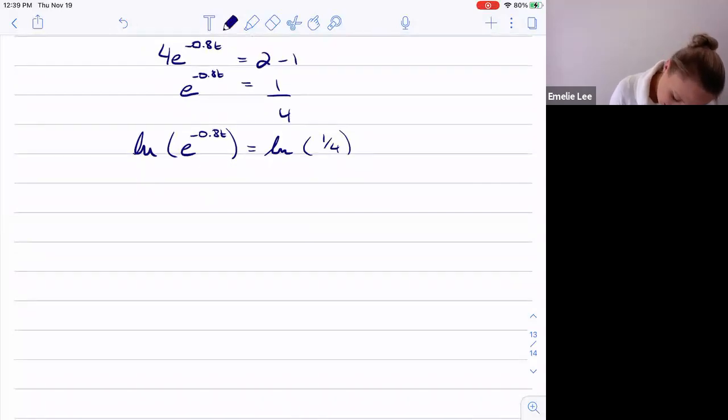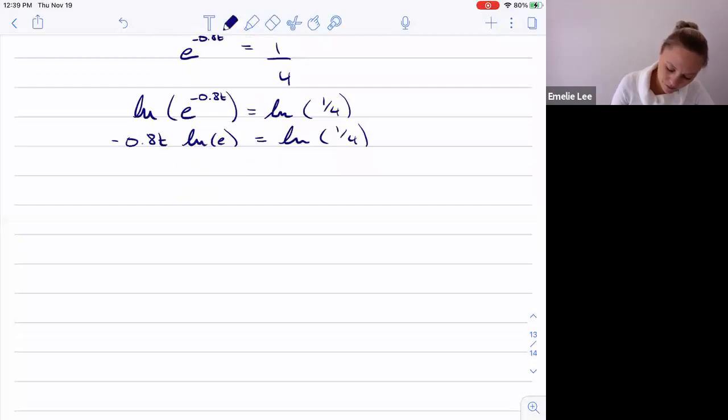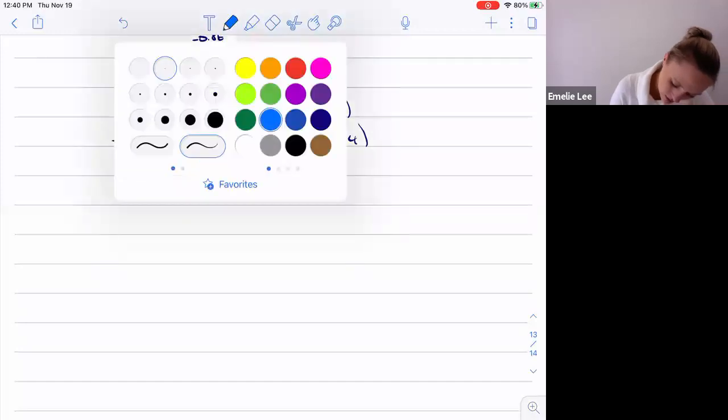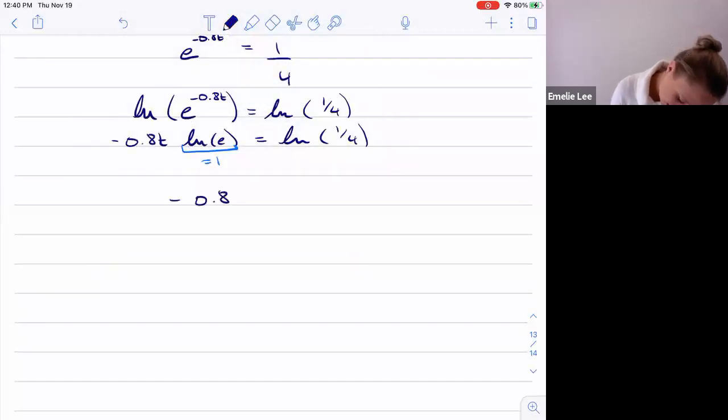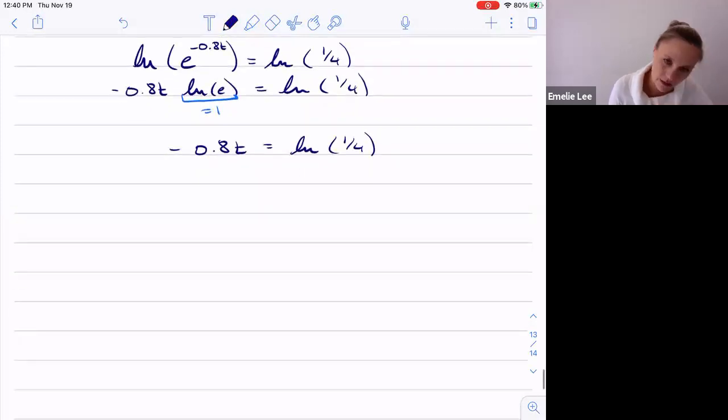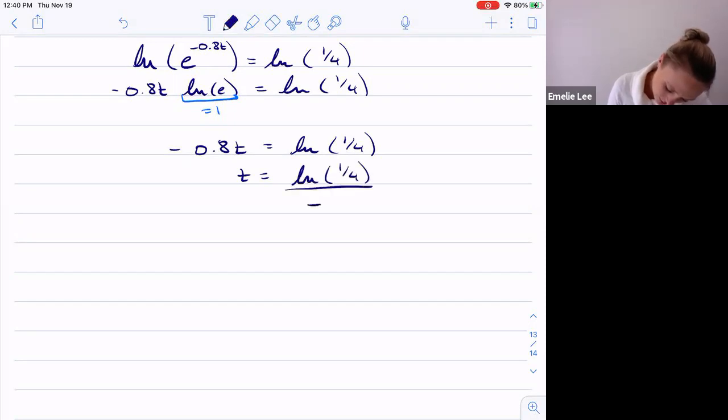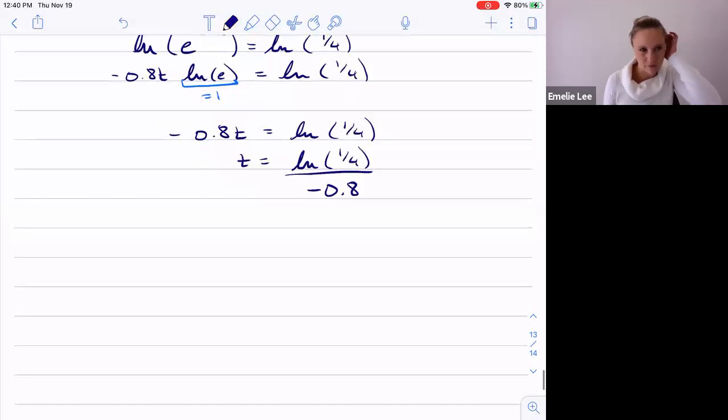This brings the power downstairs, so I get negative 0.8t times the natural log of e, which is just 1, is the natural log of 1 over 4. So I get negative 0.8t is the natural log of 1 over 4. So close. T is the natural log of 1 over 4 divided by negative 0.8. Okay, here we go.